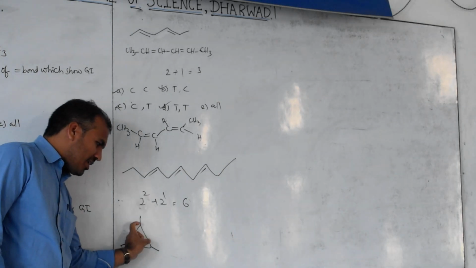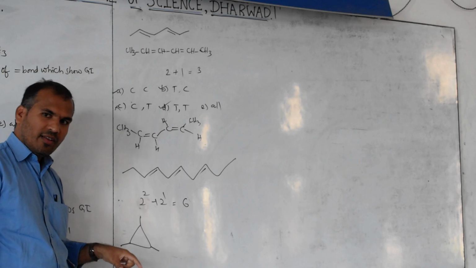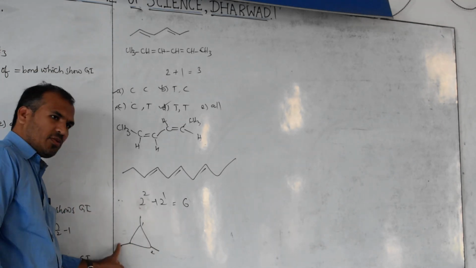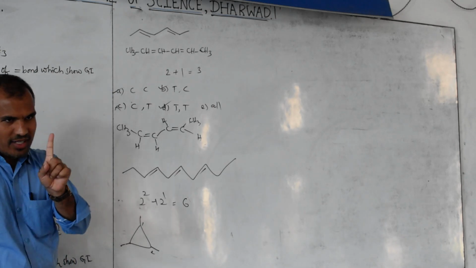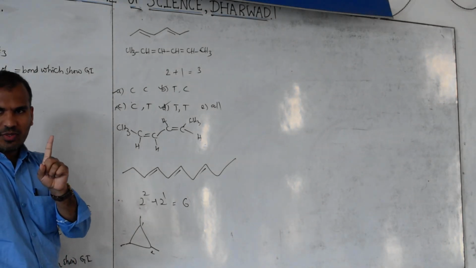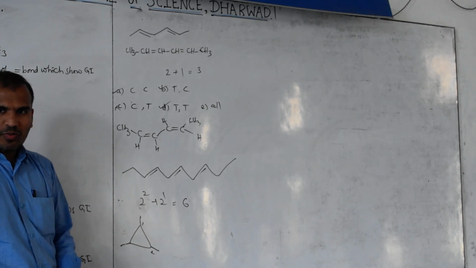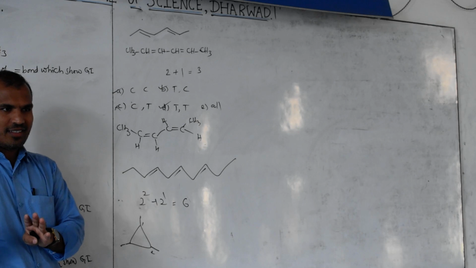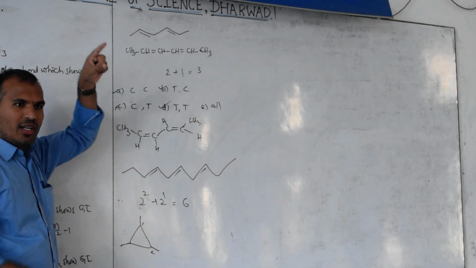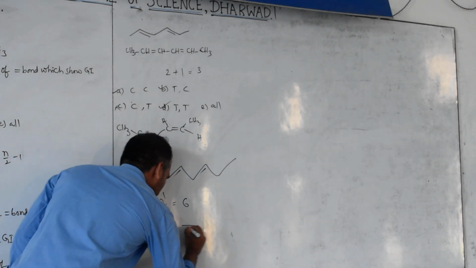But how many restricted rotations are there? 1 only. Don't think 2, 3. Why? If you give this 1, 2 position, then this is also 1, 2, this is also 1, 2 only. So only one restricted rotation is present. 2 power 1, 2 only possible. In the last class I showed that. Cis form is possible. 2 cis, 1 trans. That is the only one that exists.